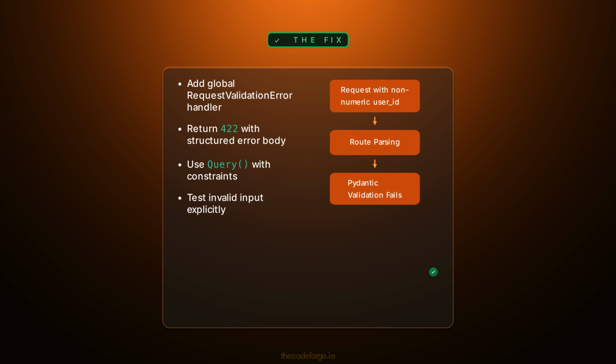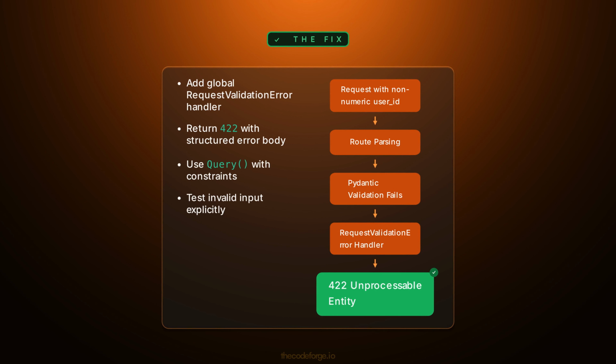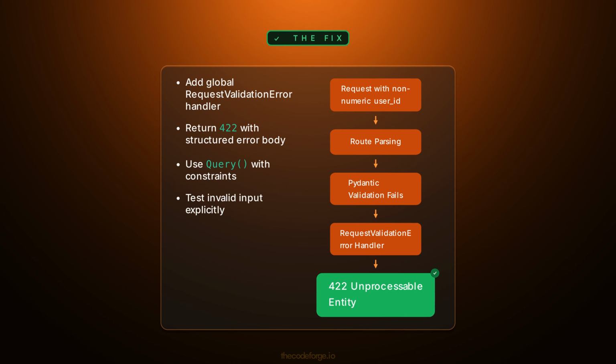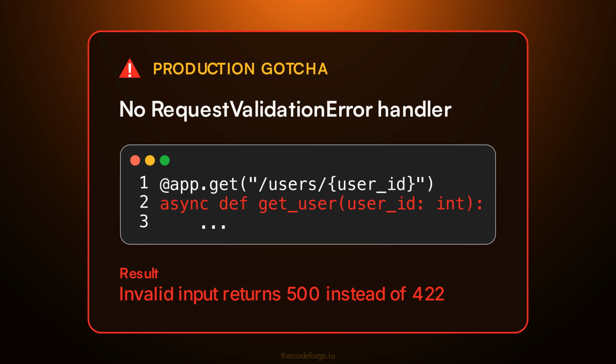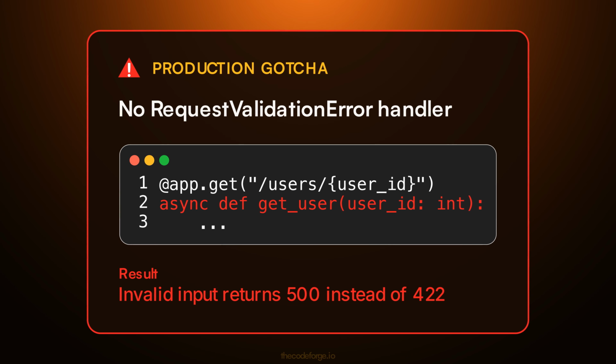The fix is to add a global exception handler for RequestValidationError that returns 422 with a structured error body. Also use Query with pattern constraints to catch malformed input before Pydantic model parsing. This ensures invalid input always returns a clean 422 instead of a generic 500. Without a RequestValidationError handler, invalid input like a non-numeric user_id returns a generic 500 error. Always add a global handler to return a structured 422 response.